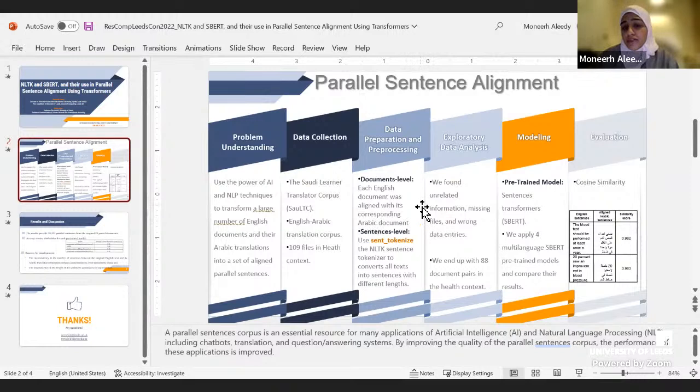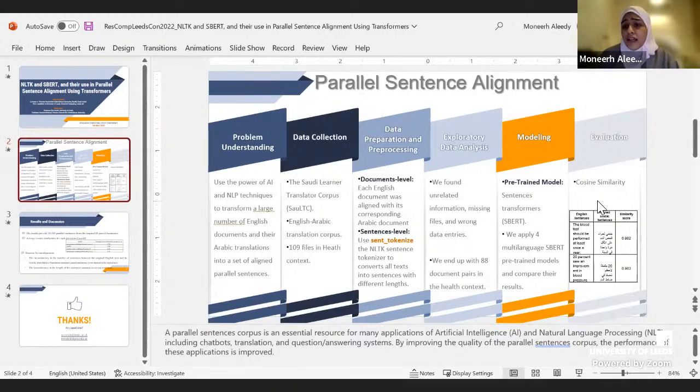So we ended up from this stage with 88 document pairs in the healthcare context. After that, we started the modeling. I used pre-trained models, where we applied a multilingual pre-trained model to match each English and Arabic sentence based on their highest cosine similarity score.